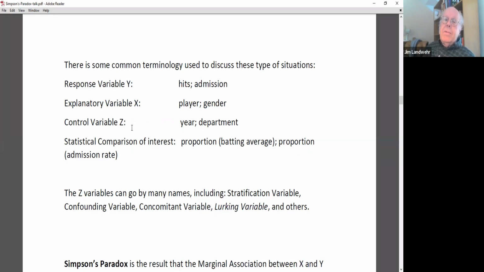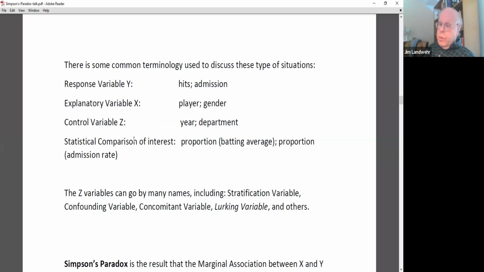So in looking at problems, in my mind, it helps to think in terms of these concepts. What's the response? What's the explanatory variable that you're mainly interested in? What's the control variable Z that might have an impact? And then what's the measure that you're interested in looking at? And what's the statistical comparison of interest?